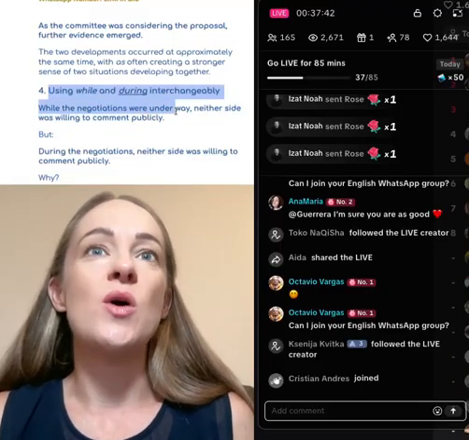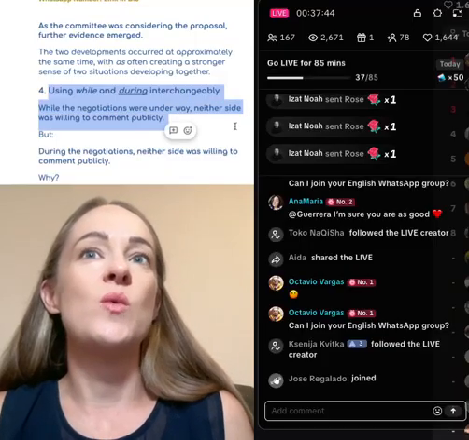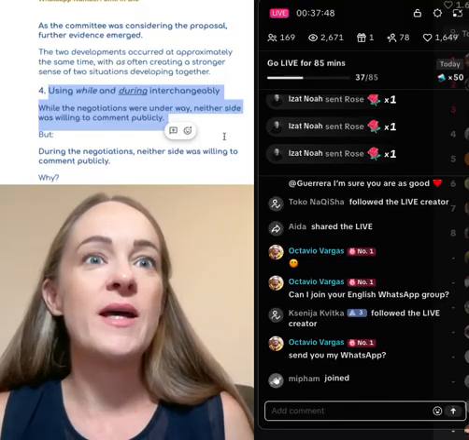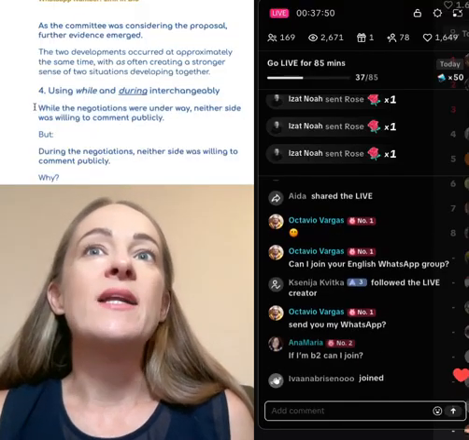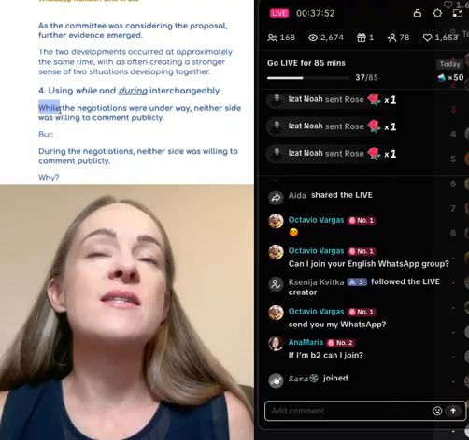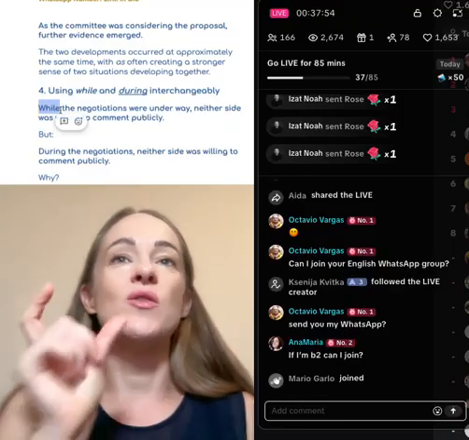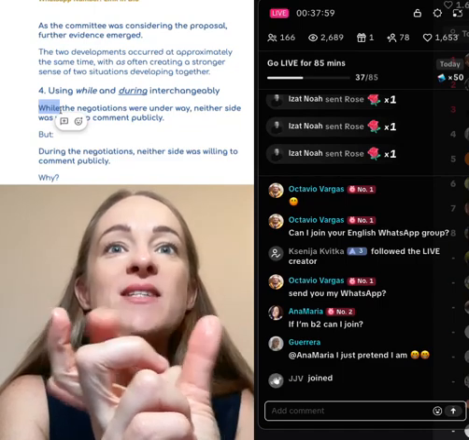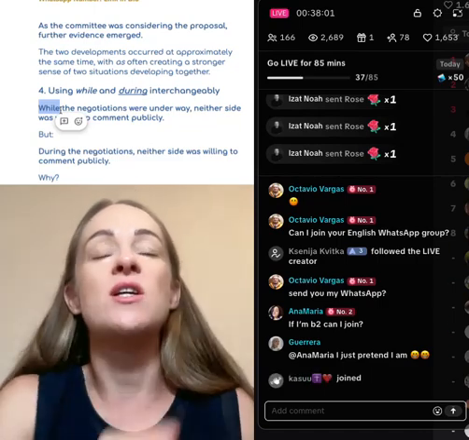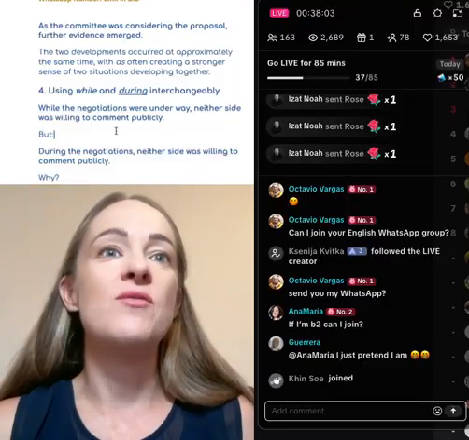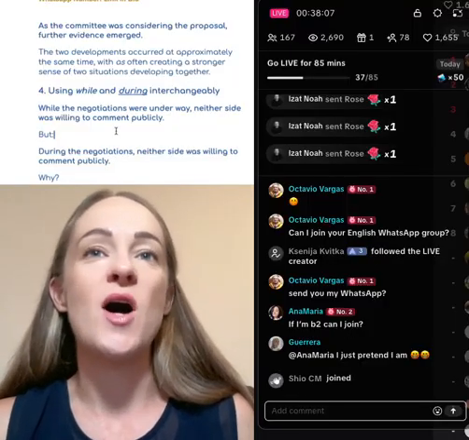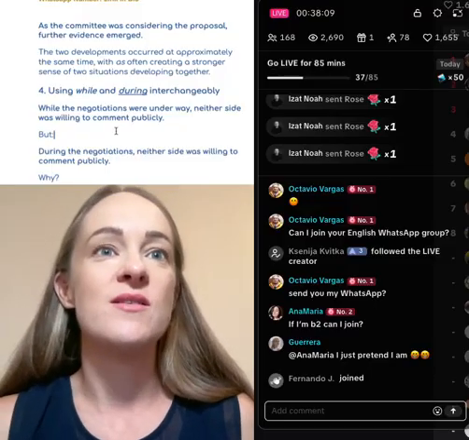Using while and during interchangeably, yes. While the negotiations were underway, neither side was willing to comment publicly, okay? So again, with while, Zazu, look, this is happening simultaneously. So they were negotiating, and during this period of the negotiation, the two parties involved were not willing to comment on the negotiations, okay?